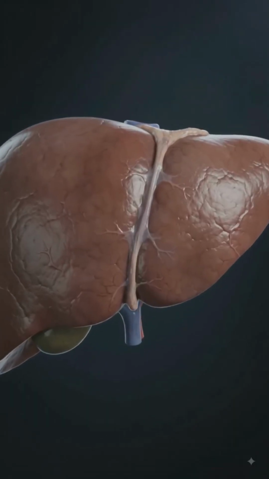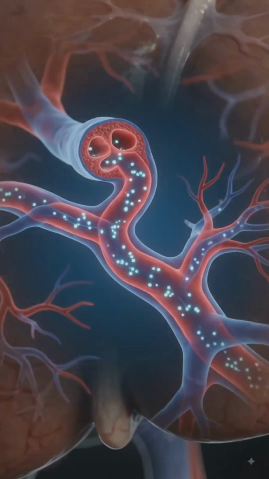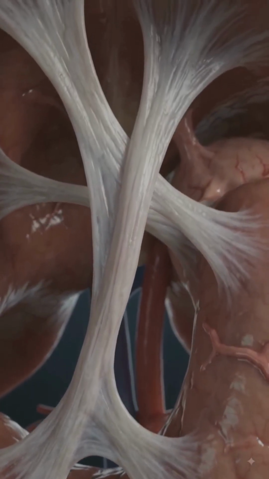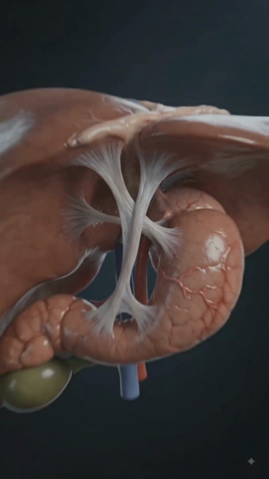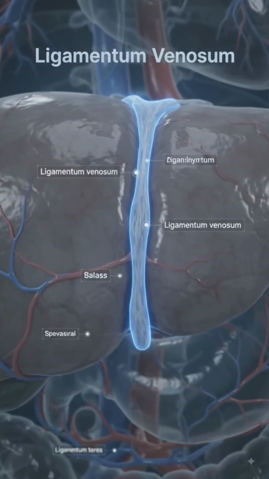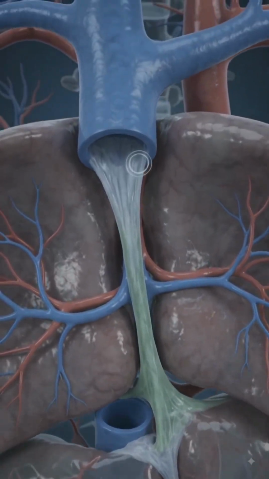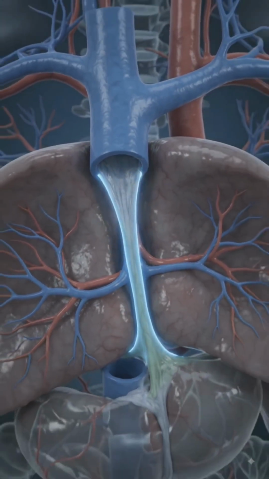This is the ligamentum teres. It is the remnant of the embryonic umbilical vein. It is found safely tucked within the folds of the falciform ligament. Ligamentum venosum is the remnant of the ductus venosus. It extends from the ligamentum teres directly to the IVC.